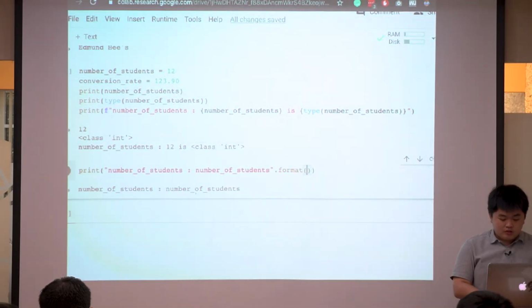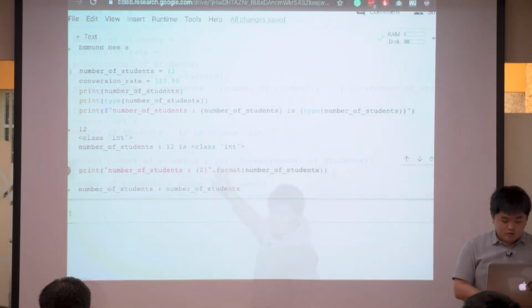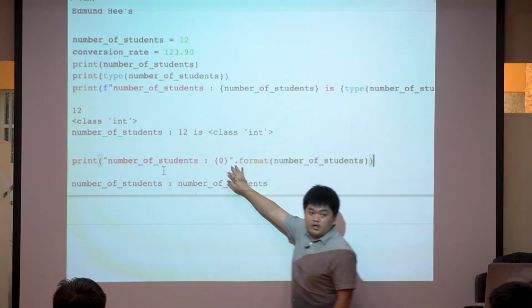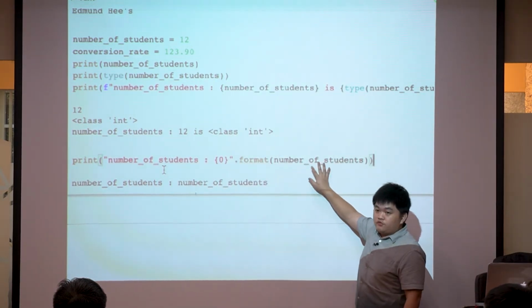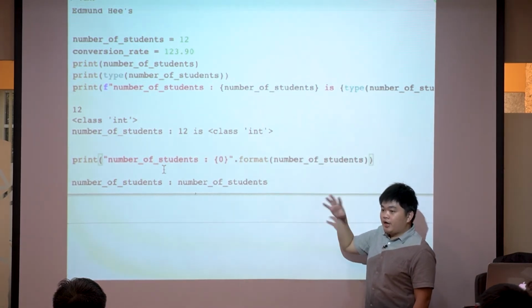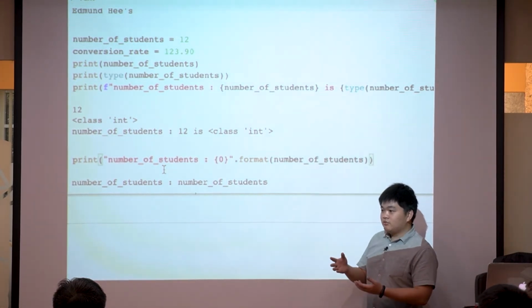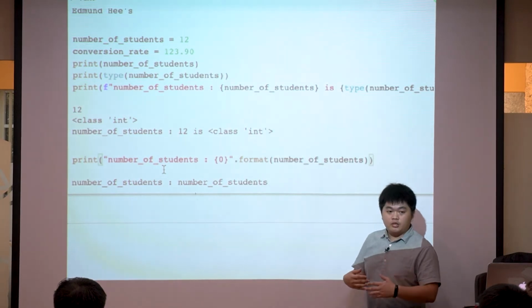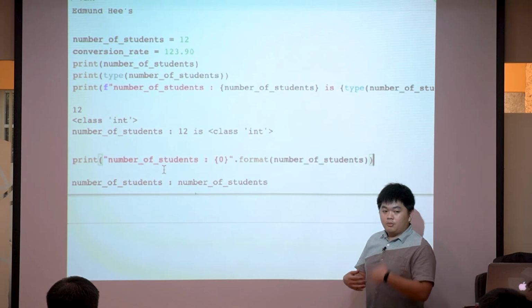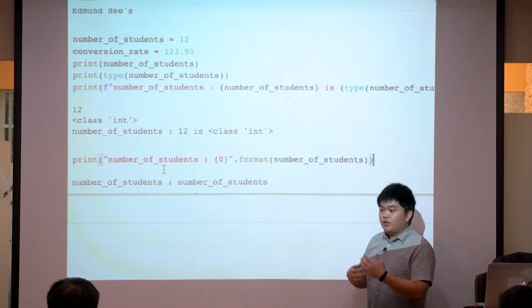It's something like this. Why do I use a 0 over here? Because I want to tell format to use the first value. In programming language, any index, let's say for example, in a table, we start everything from 1, right? 1, 2, 3, 4, and so on and so forth. But in programming language, we start everything from 0.